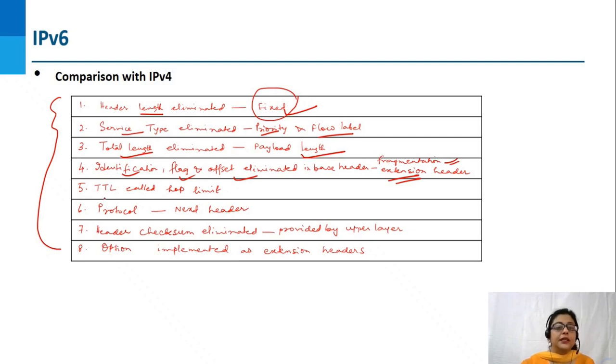Then time to live in IPv4 is now called the hop limit. The protocol field in IPv4 is now called the next header field in IPv6. The header checksum, which we had in IPv4, is eliminated in IPv6 because the security is provided by the upper layers. Then the options field is implemented as extension headers in IPv6.